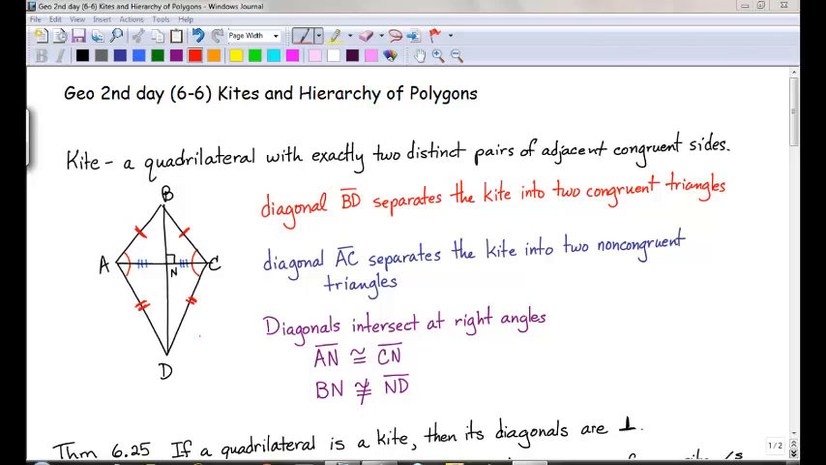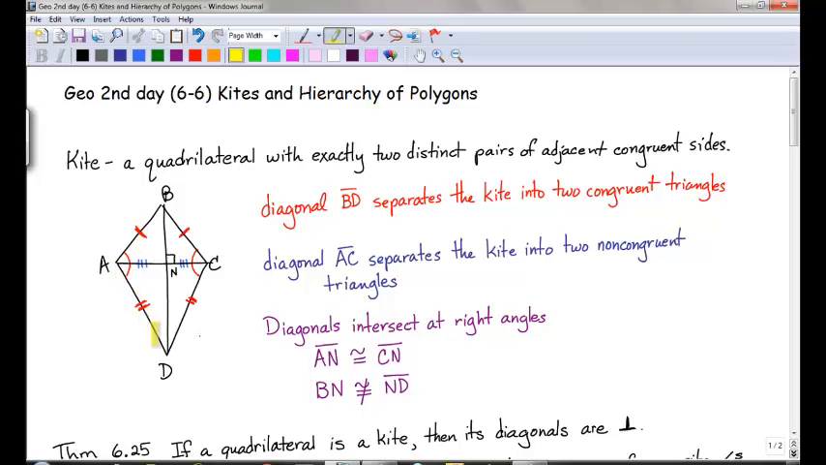Okay, so first thing, most of you have probably flown a kite, but to talk about a kite in geometry terms, a kite is still a quadrilateral. It's got four sides with exactly two distinct pairs of adjacent congruent sides. So it's still got four sides, and if you will draw this, this side is congruent to this side, and label them that way.